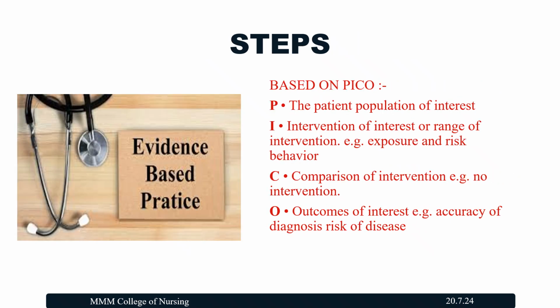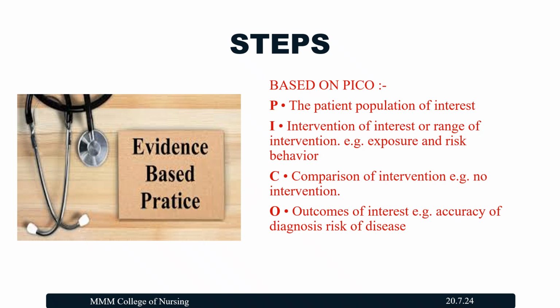Steps in evidence-based practice. Mainly there are four things that we call PICO. P for the patient population of interest, the common interest of that particular area population. I for intervention of interest or range of intervention, for example, exposure and risk behavior, how far the people are doing that activity. C for comparison of intervention.